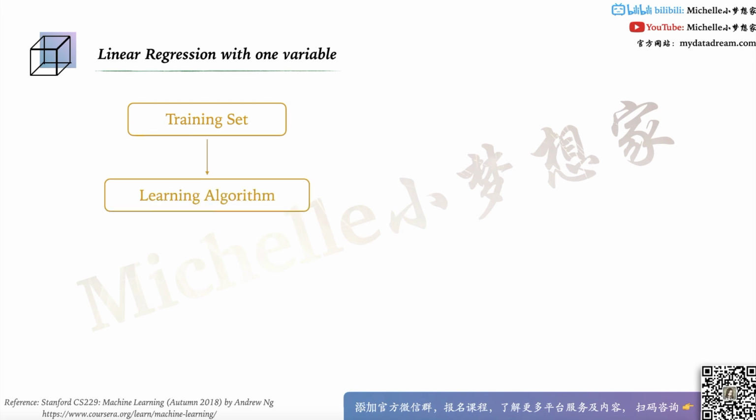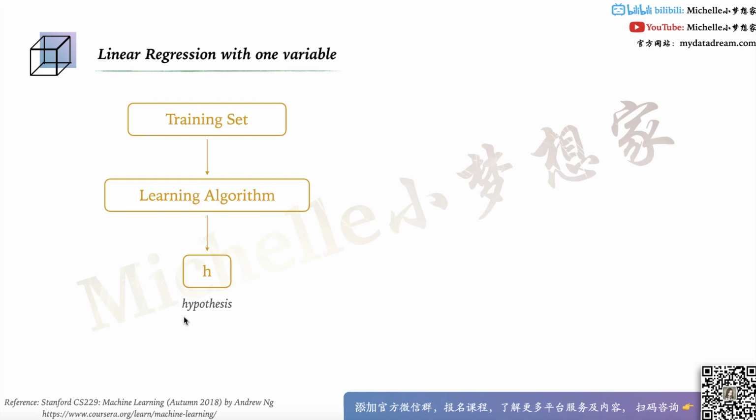Next, we feed this dataset into a learning algorithm. This is where the magic happens. The algorithm processes the data and starts uncovering patterns, turning input into meaningful insights. Think of it as a detective piecing together clues from evidence. The learning algorithm's job is to output a function. In this case, the function predicts house prices based on the input data.